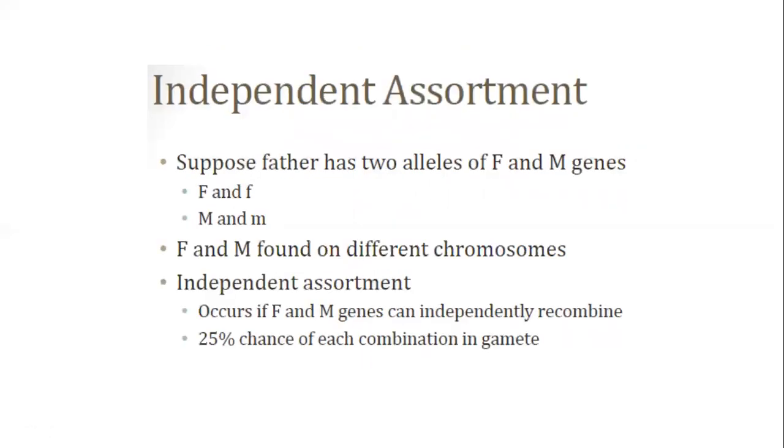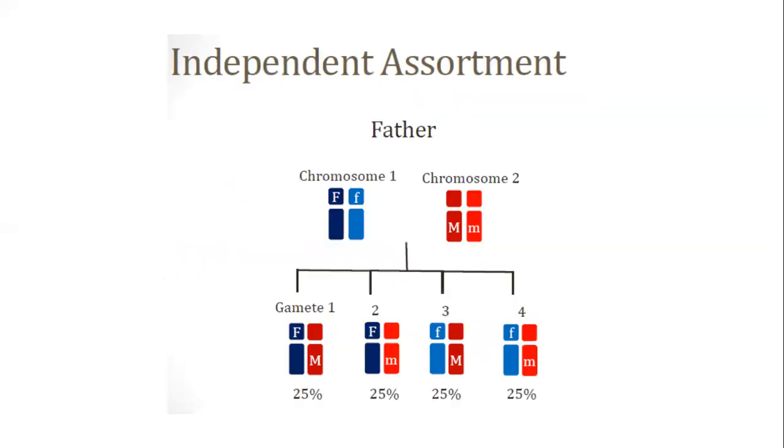What is independent assortment? Let's suppose that father has 2 alleles, F and M genes, in different forms, like capital F and lowercase f, and also the same in case of M. F and M are found on different chromosomes. In this case, there will be independent assortment because they are located in different chromosomes far from each other. So it occurs if F and M gametes can independently recombine, and there will be 25% chance of each combination in gamete, as you see on this photo. So because these F and M are located on different chromosomes, they can give us these 4 combinations.